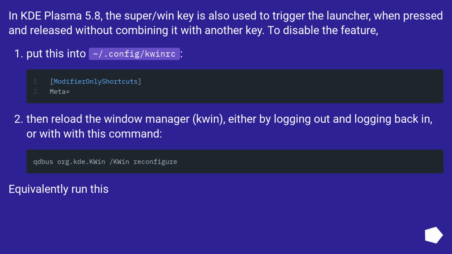In KDE Plasma 5.8, the super/win key is also used to trigger the launcher, when pressed and released without combining it with another key. To disable the feature, put this into ~/.config/kwinrc.